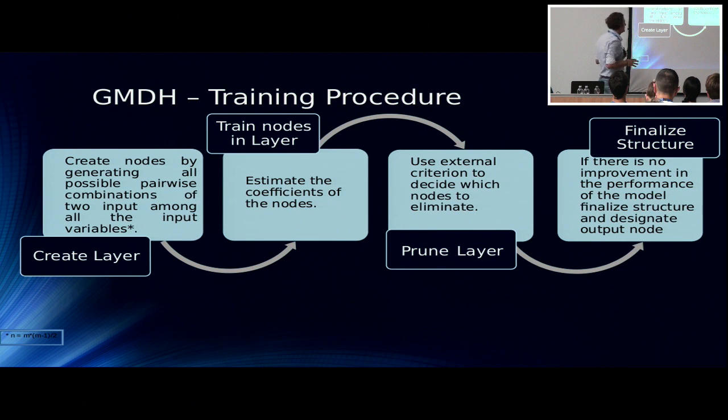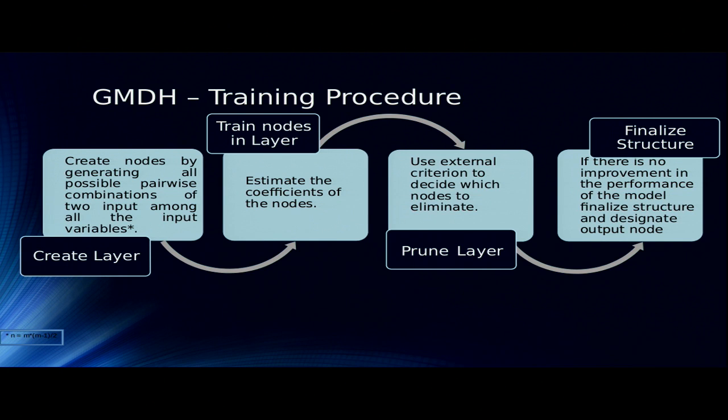So this is the general procedure. We start by creating a layer by taking all these pairwise combinations into account. Then after having created this layer, we train the nodes in the layer. By training, it doesn't have to do anything with backpropagation. We train each node separately. For each node, we estimate the coefficients of this quadratic node. After we have finished the training in this layer, we prune it.